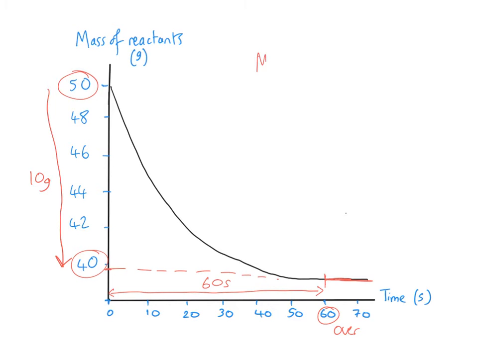So the mean rate of reaction is the change in mass this time, so that is 10 grams decrease in mass, and it took 60 seconds for that change to happen. So 10 divided by 60 is the calculation we need to do, and that works out at 0.167 grams per second to 3 significant figures.